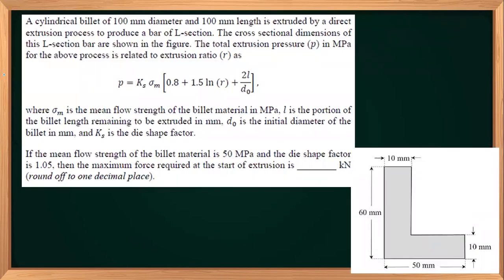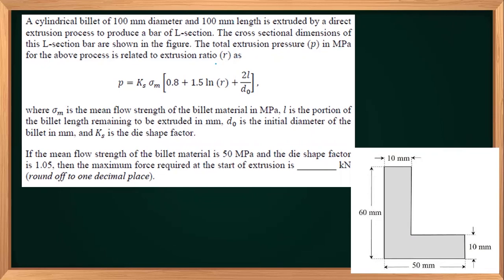Now, another problem, which is not so tricky, but you have to know the concept. Let's go. A cylindrical billet of size 100 mm diameter and 100 mm length is extruded by a direct extrusion process, producing an L section. So the L section is given here. The cross-section dimension of the L section is shown in this diagram.